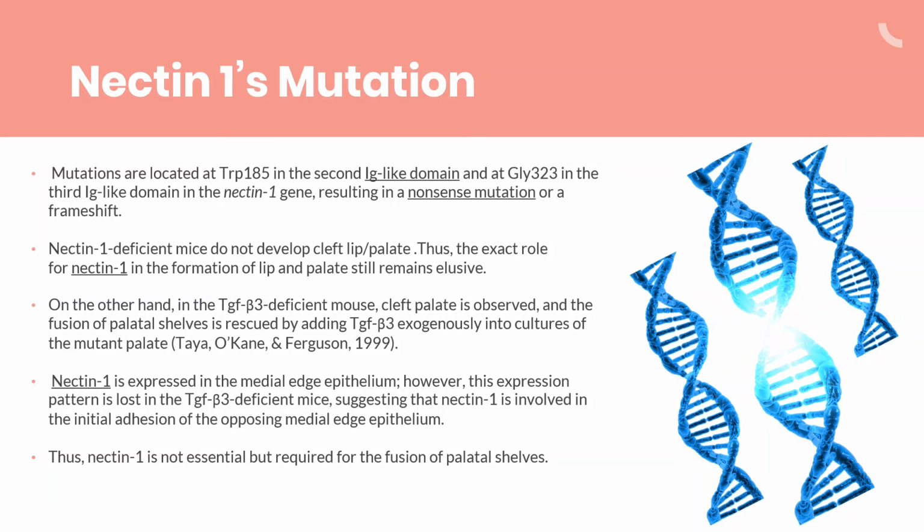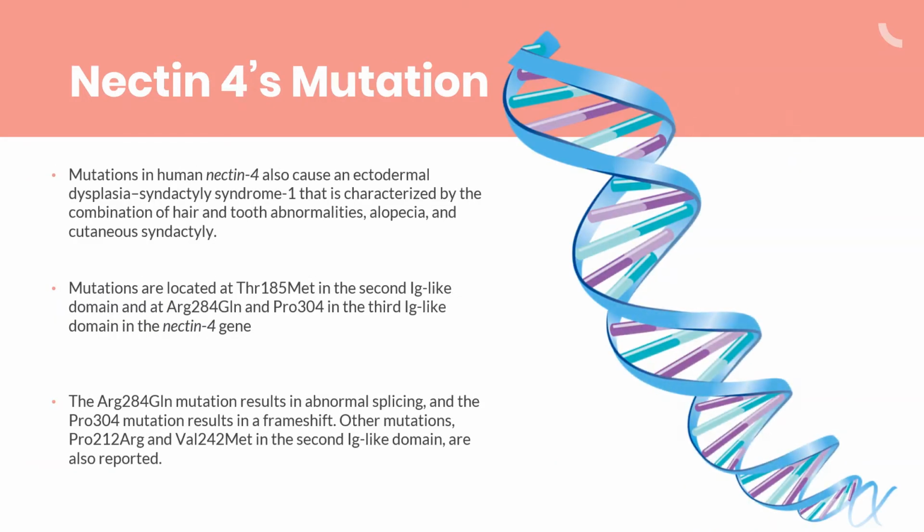And Nectin-1 is actually expressed in the medial edge of the epithelium. However, this expression pattern is lost in the TGF beta 3 deficient mice. So this suggests that Nectin-1 is actually involved in the initial adhesion of the opposing medial edge epithelium. So Nectin-1 is not only essential, it's actually required for the fusion of the palatal shelves. So that's its role.